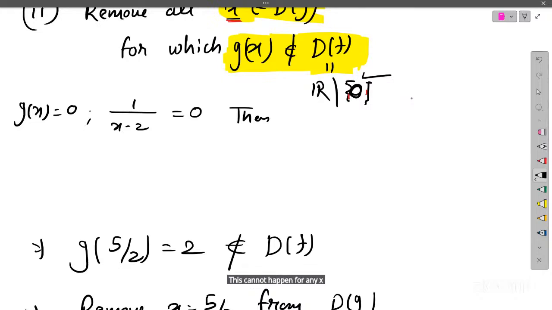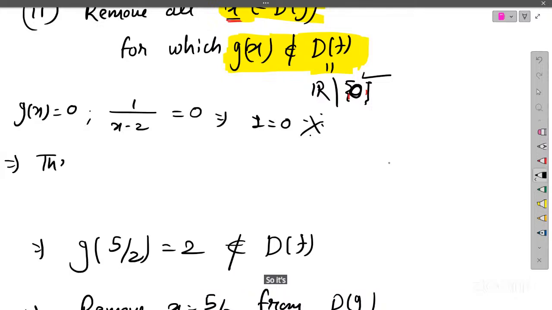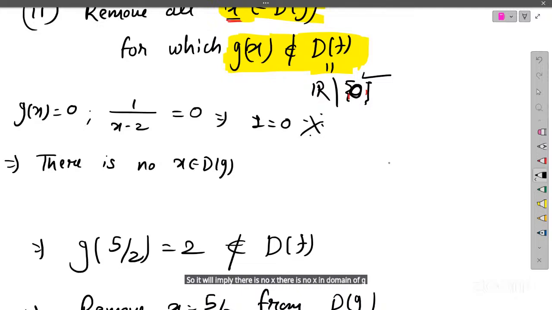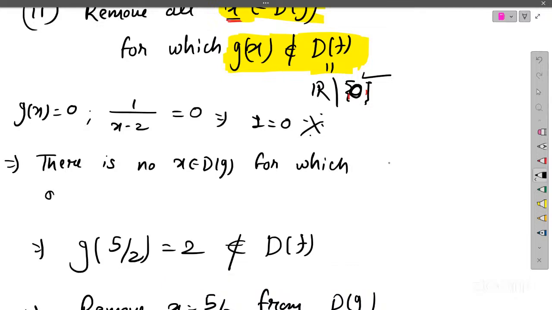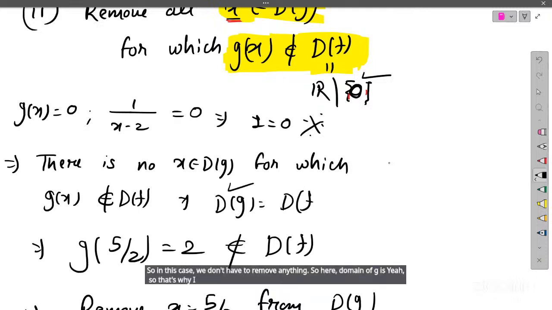We cannot find it. Because if you solve this by cross multiplying, you will get 1 is equal to 0, which is not true. So that implies there is no x in the domain of G for which g of x is not a part of domain of f. So in this case, we don't have to remove anything. So we have to remove 2 from the domain of f, no? Yeah. So that's why I'm saying domain of G is the same as domain of G composite f.